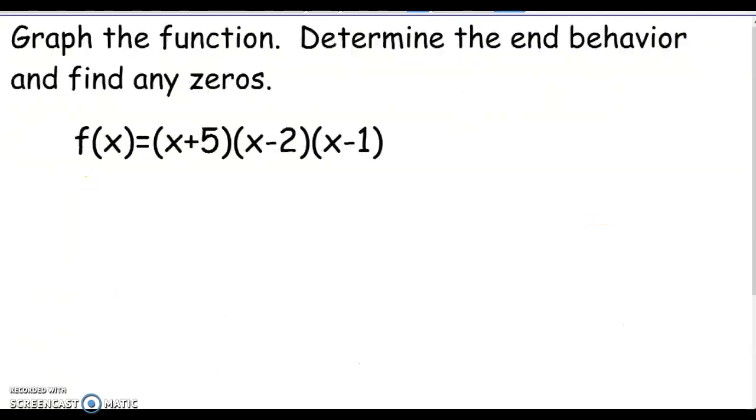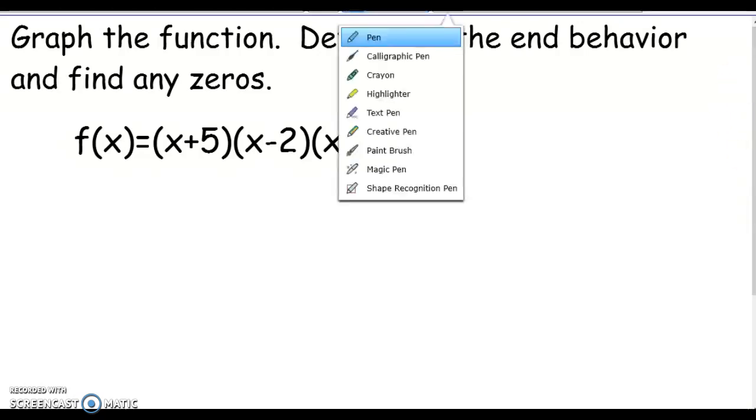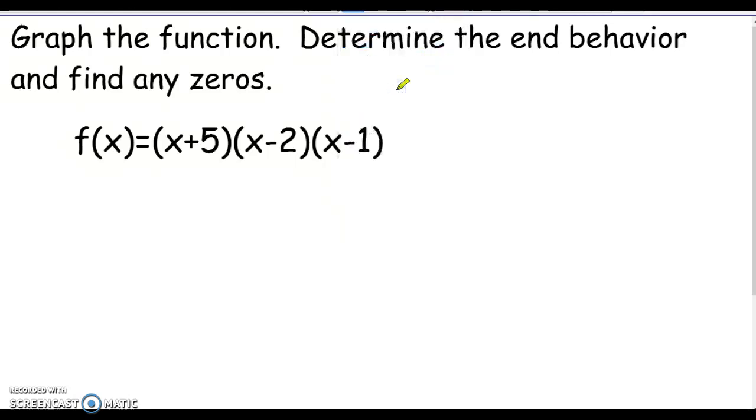All right, graph the function, determine the end behavior, and find any zeros. Okay, so the first thing, I'm almost positive you can just find those zeros without me. So try it, and if you need help, then just keep going. Otherwise, pause or fast forward.